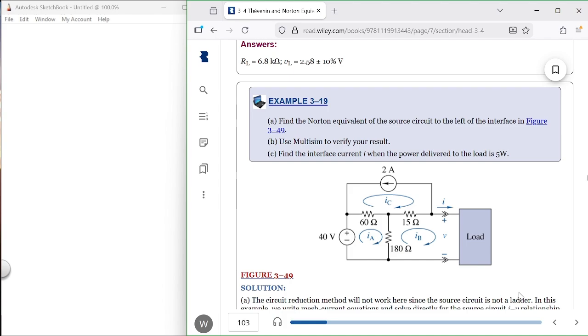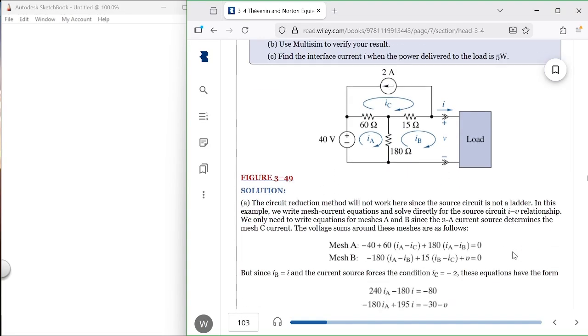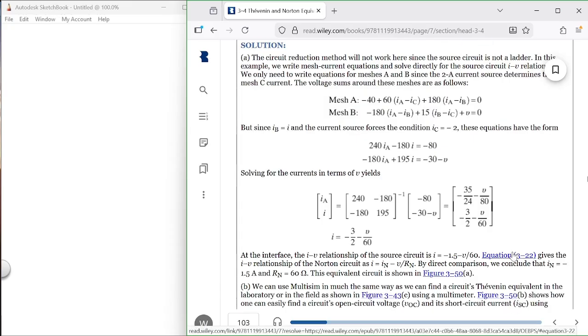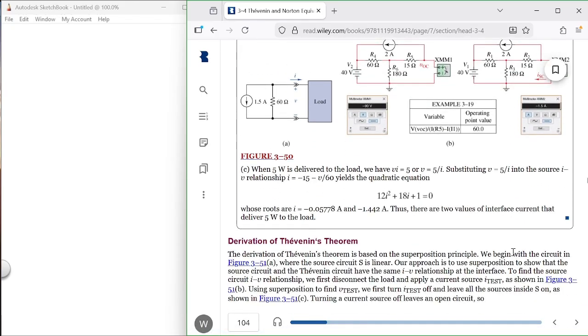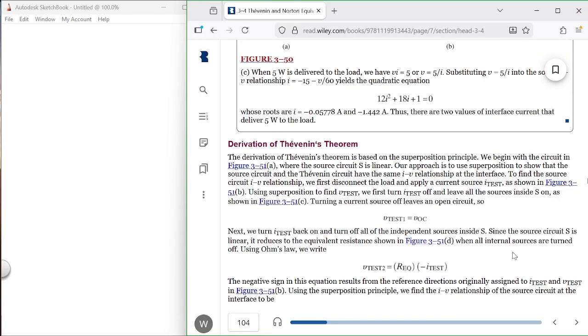When he says find the Norton, I always find the Thevenin and then convert to Norton. I always go for Thevenin. I never use Norton. I think it's too confusing. But anyway, I very rarely use Norton. I use Thevenin. And this is the proof of Thevenin.